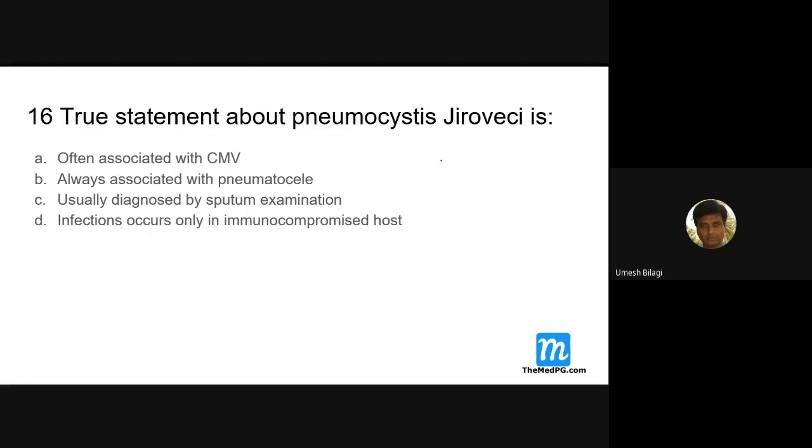Now, is it often associated with CMV? It's not often, it's uncommon, but it can happen because CMV also occurs in immunocompromised patients. So in PCP, especially renal transplant patients, they can develop this combination of infections, but it's not common. It's not always. This patient may not have pneumatocele, those cysts I was talking about. And it's usually diagnosed by sputum examination.